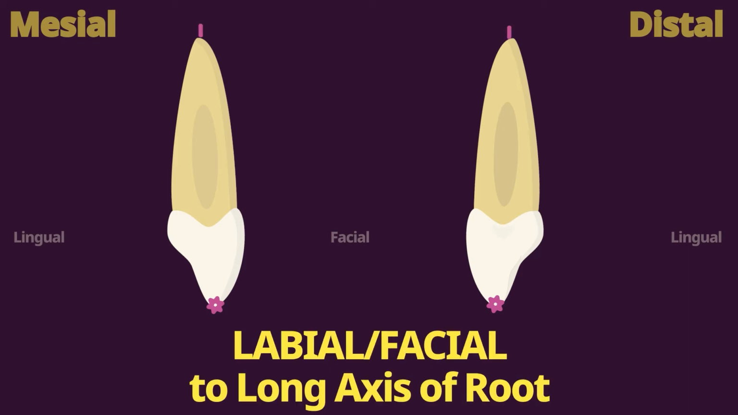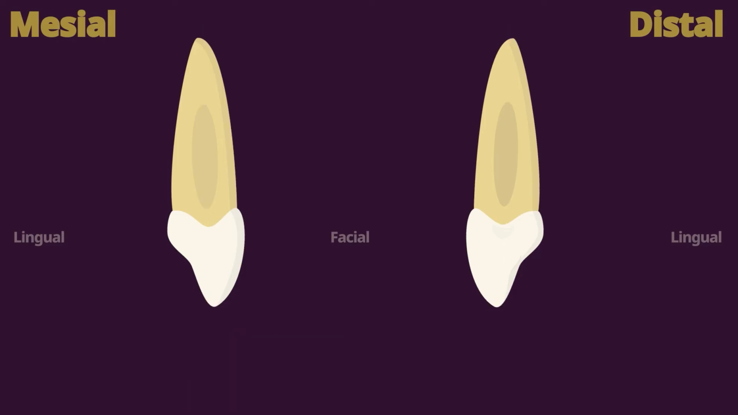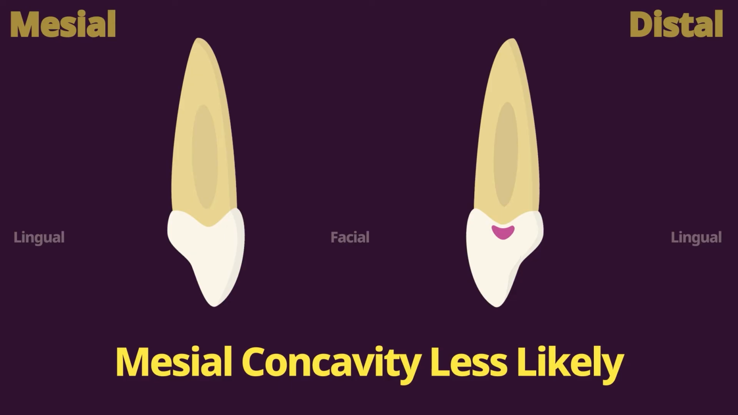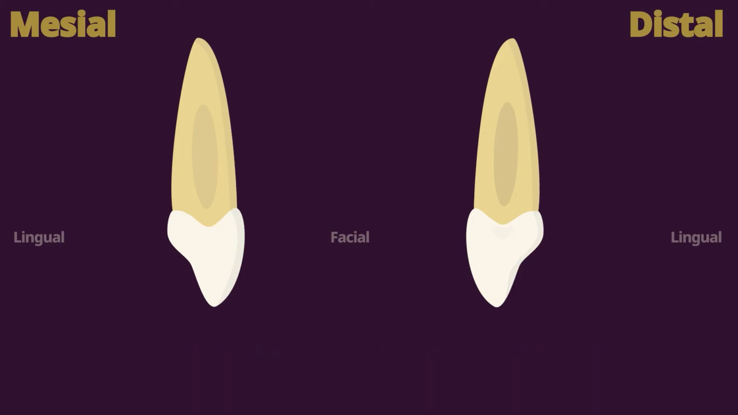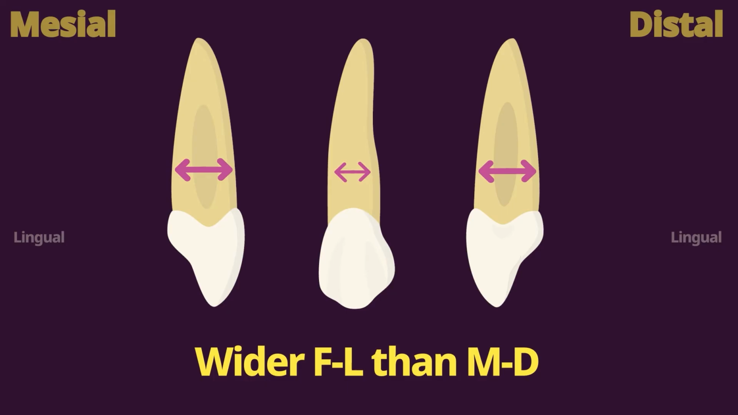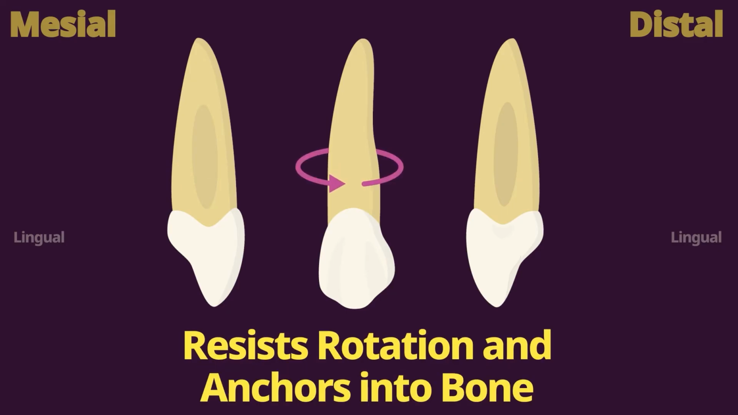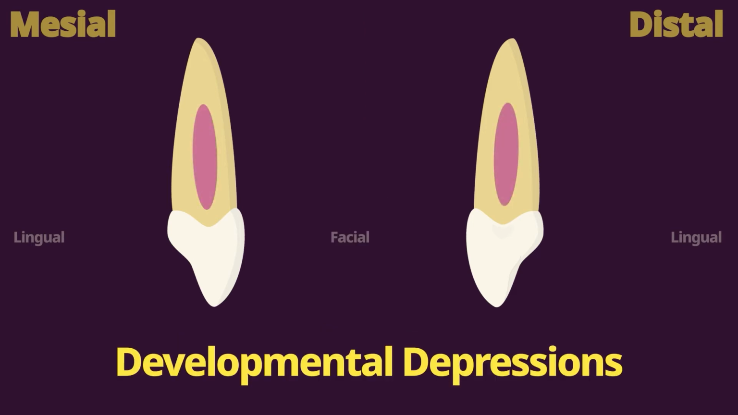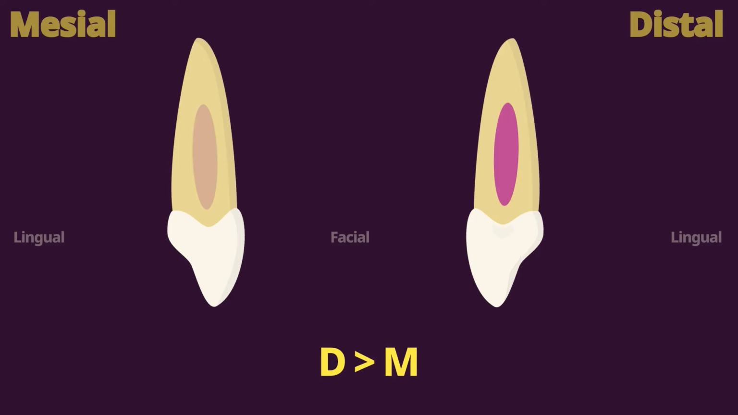The cusp tip is labial, or facial, to the mid-root axis line. When you look at the distal surface of the crown, you can see a concavity cervical to the contact area. The surface of the mesial might not have a concavity, or if it does, it's much shallower than the distal. The root of the tooth from this view is conical. It's thicker facial lingually than mesial distally. This helps resist rotation and anchors the tooth very securely into the bone. There are shallow developmental depressions on the mesial and distal, with the distal being more pronounced.